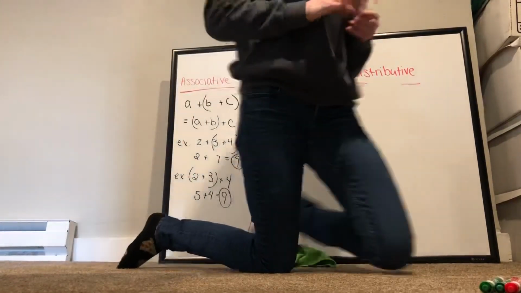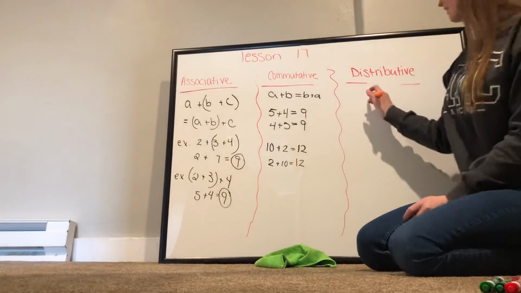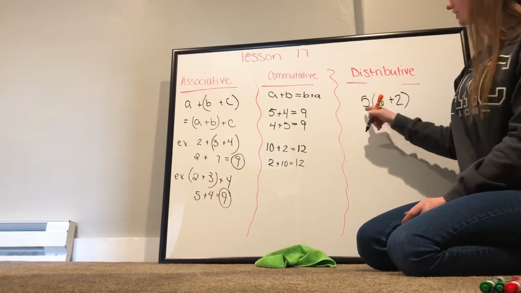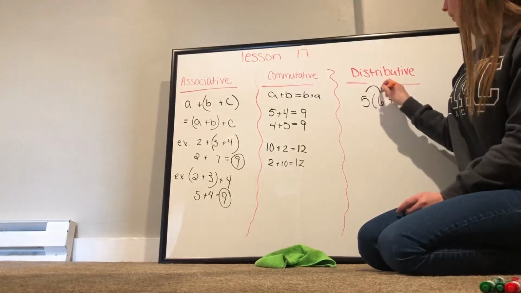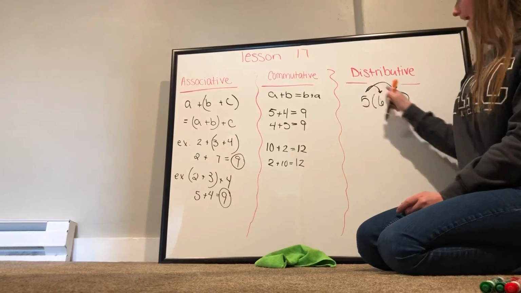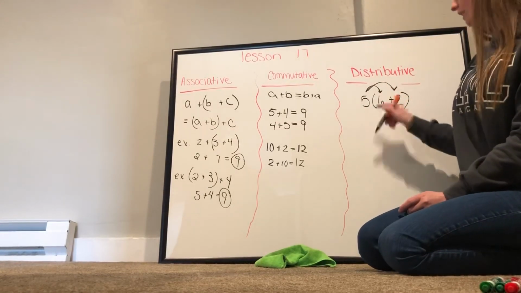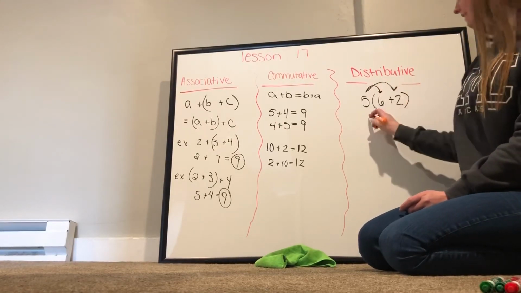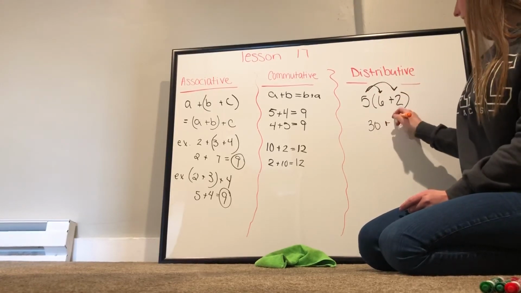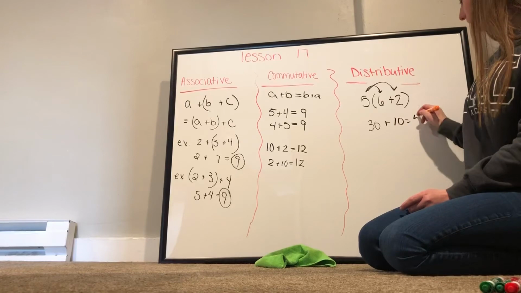Next one, the distributive property. This is using a factor. So your factor on this side will always be brought into here. So it's like distributing this number to everything inside. So then you can multiply. You could do 5 times 6, which equals 30, and 5 times 2, which equals 10, and this equals 40.